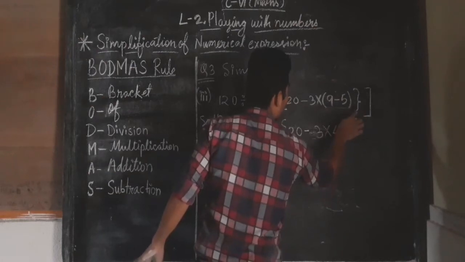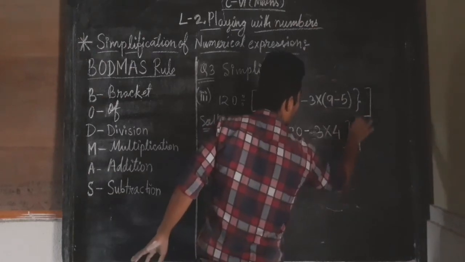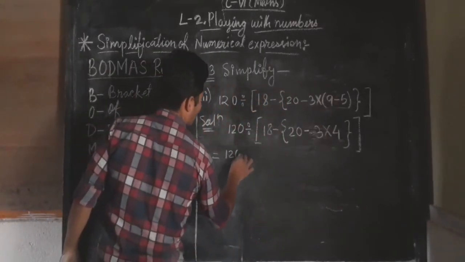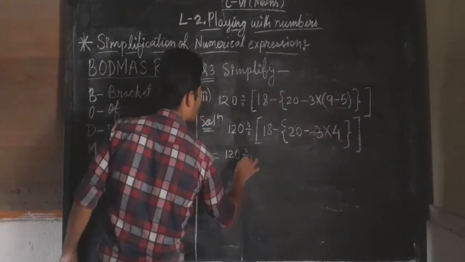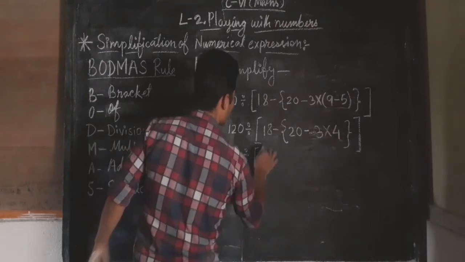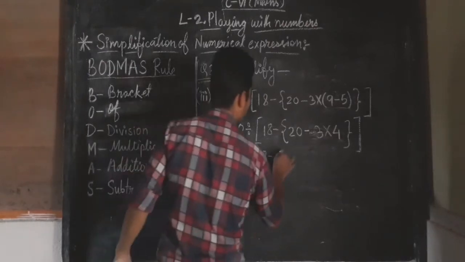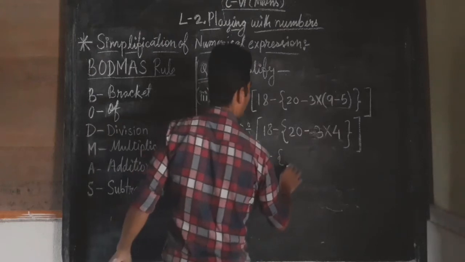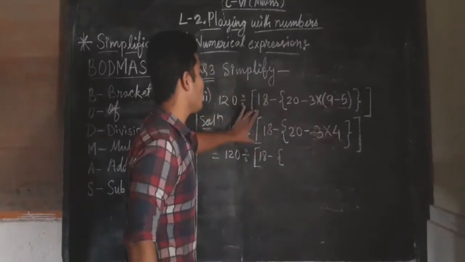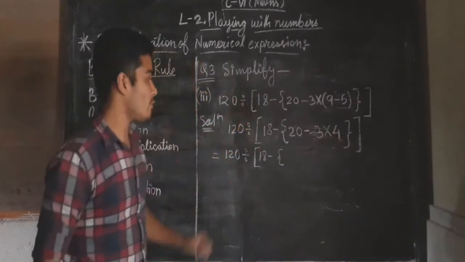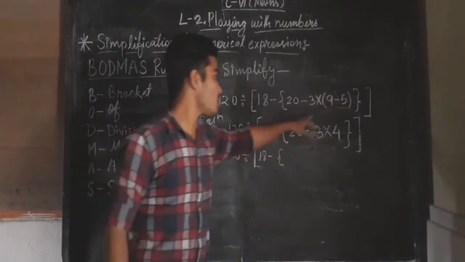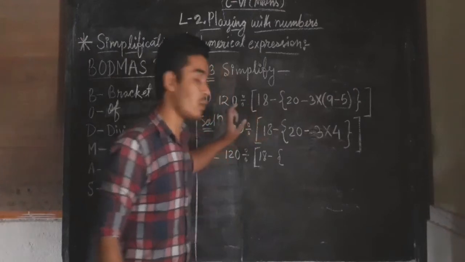But we cannot open this second bracket. It will be as it is, how it was before. Okay, now let's move to the next step. 120 divided by these things, always let it be as it is. 18 minus, again, now we are going to remove this second bracket first, then only will we be able to remove the third bracket. After the first bracket we have to open the second bracket, then only will we go for the third bracket.